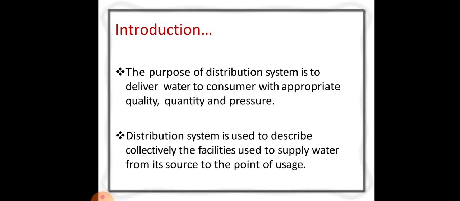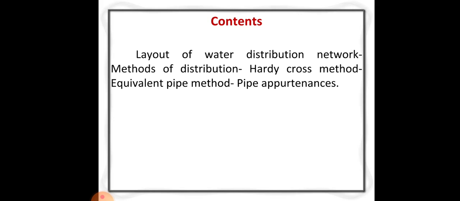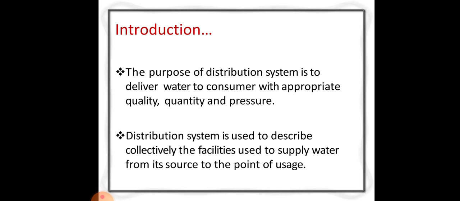So today's class we are going to discuss the layout of the water distribution system and the different methods of distribution. So we know that distribution system is a very important part of any water supply scheme, and the main purpose of the distribution system is to transport the water. After the purification the water will be collected in a reservoir. So this water has to reach the consumers. So the process of transporting the water or delivering the water to the consumers with good quality, quantity, and with appropriate pressure, this is the main purpose of a distribution system.